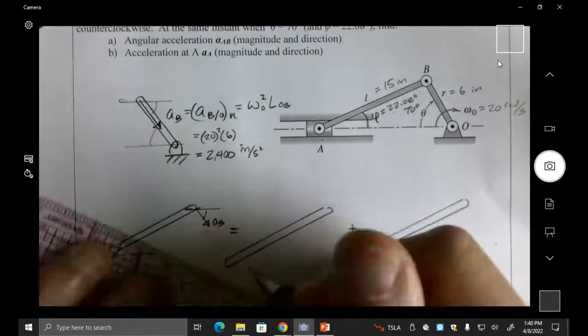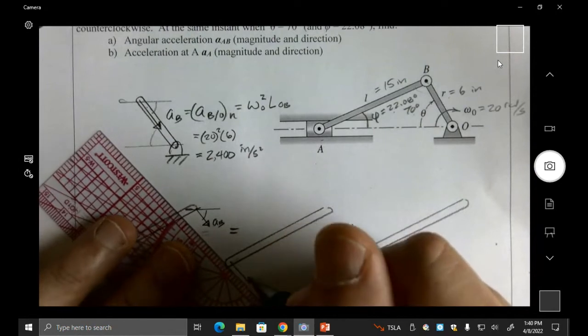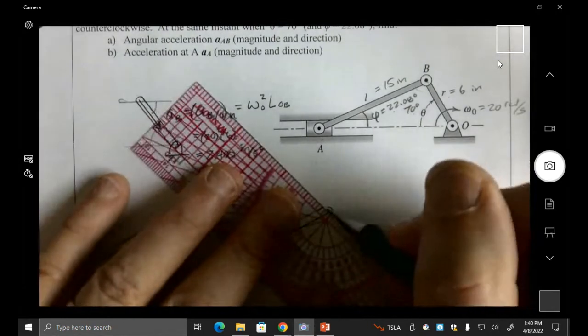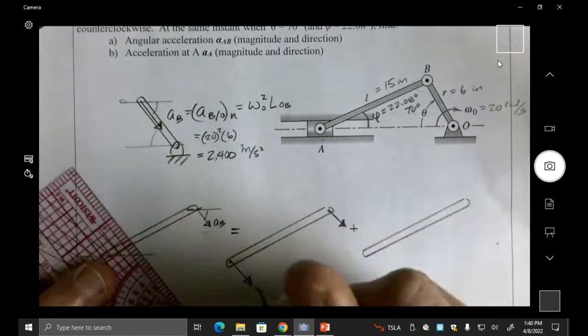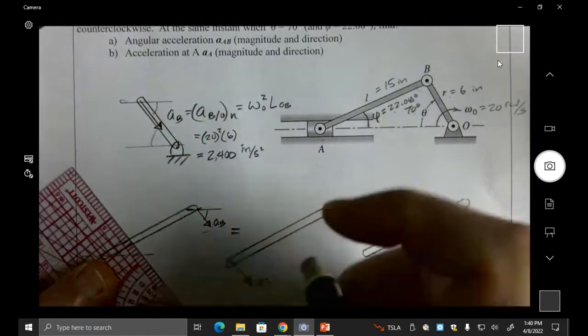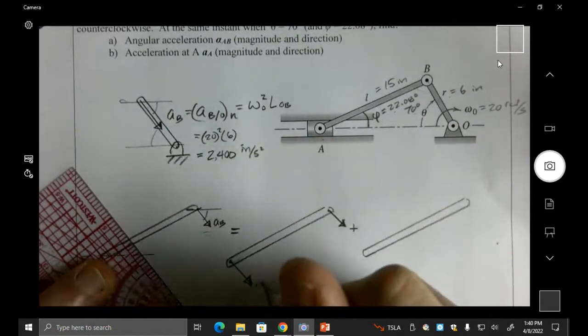Because we know AB, that's a good candidate to be the one we place as our reference. And I'm just trying to talk and write at the same time. Should be a job prerequisite.